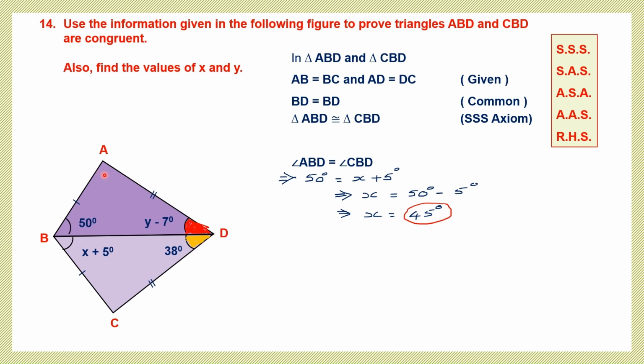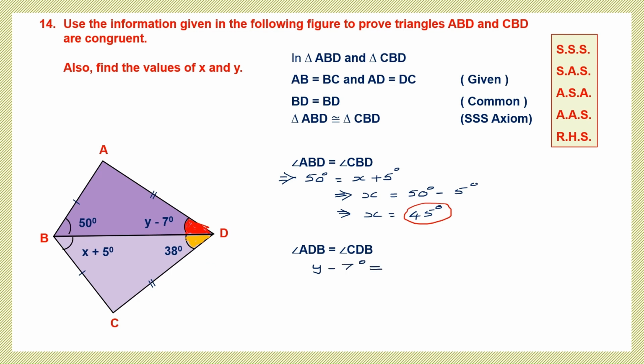So here angle ADB, the angle in red, and angle BDC or CDB, the angle in yellow, they are equal. Why are they equal? Because they are corresponding angles of two congruent triangles. So let's write that. Angle ADB is equal to angle CDB. How much is angle ADB? Angle ADB is y minus 7 degrees.